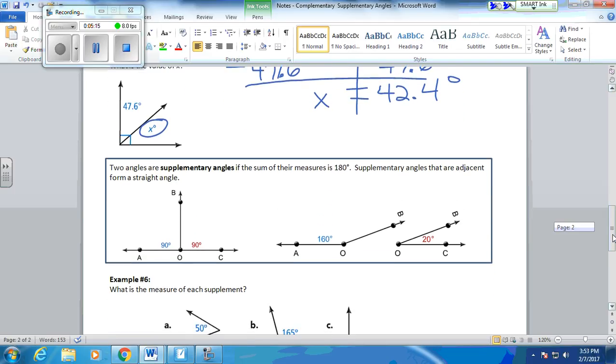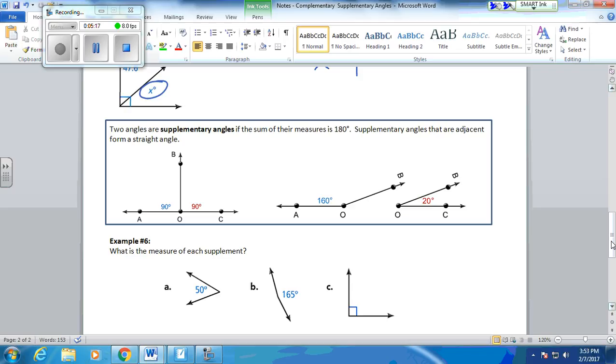The next definition says that two angles are supplementary if the sum of the measures is 180 degrees. Supplementary angles that are adjacent happen to form a straight angle because they share a common side and a vertex. So supplementary angles add up to 180. Any angle plus another angle that adds up to 180, they are considered supplementary. How I remember the difference between complementary and supplementary is C comes before S in the alphabet, 90 comes before 180 when we're counting. Just a quick way for me to remember.